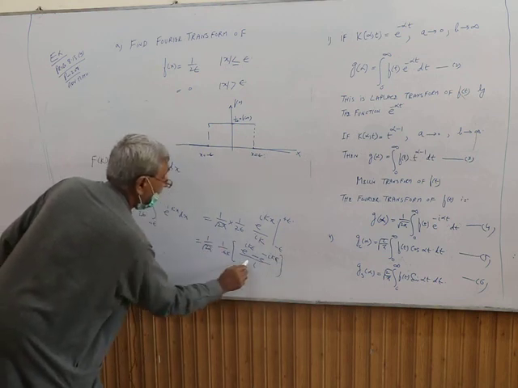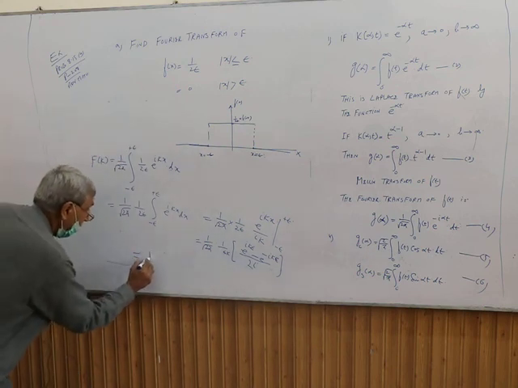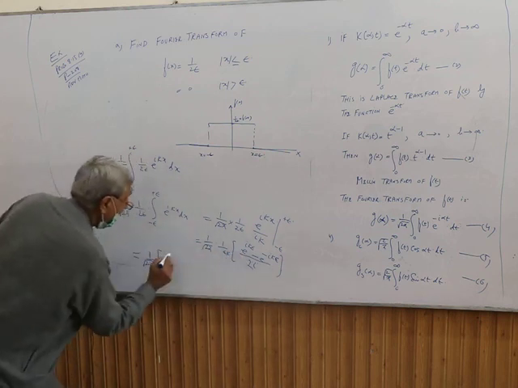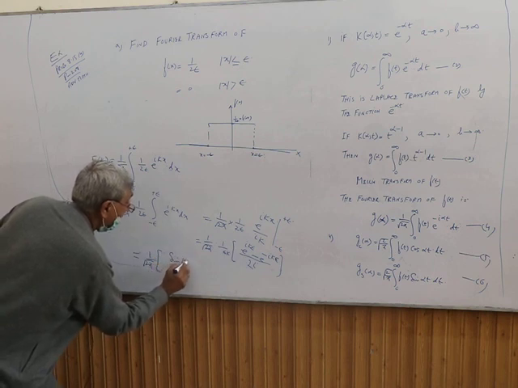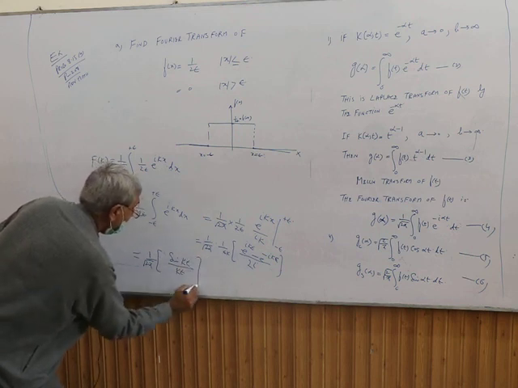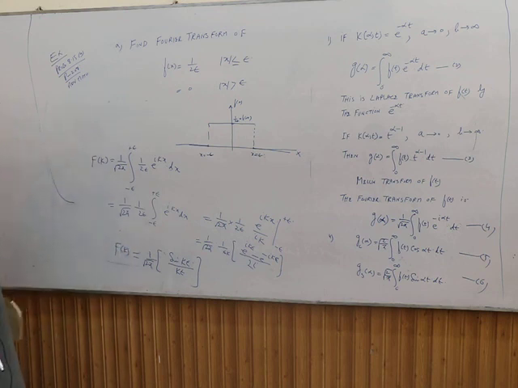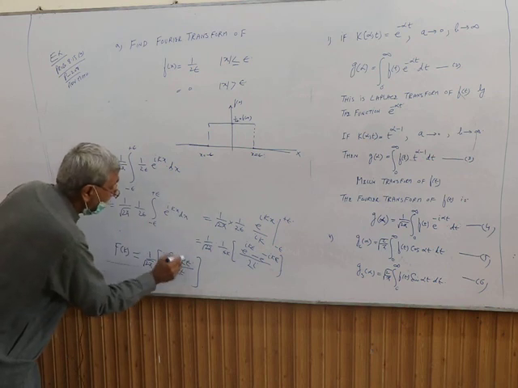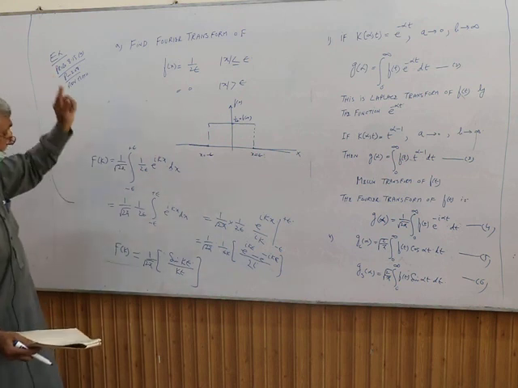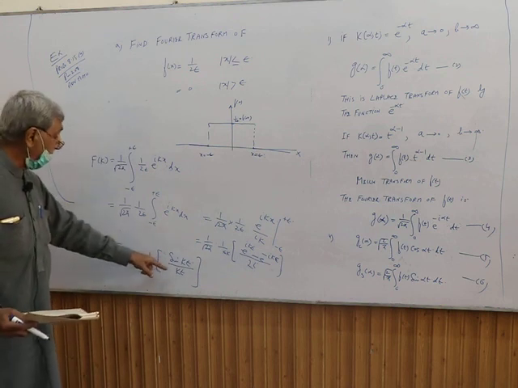Take this 2 inside and see, this is equal to 1 over the square root of 2 pi. What is this? Sine k epsilon divided by k epsilon, which is this. So this is the Fourier transformation of f(x). On this side there is only k, no x, so x is eliminated. Now you have the Fourier transformation of f(x) as f(k).